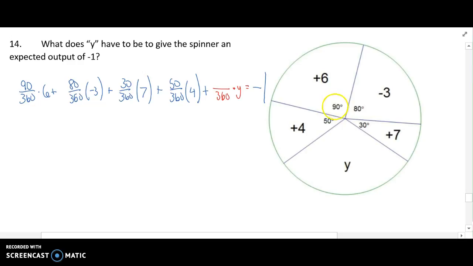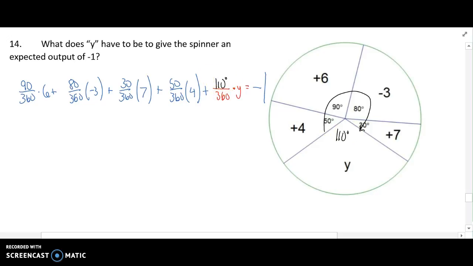So to take that weighting into consideration, I have each one of these regions with the value associated with them multiplied by the central angle over 360 to tell us what fraction of the entire circle we're dealing with. The only one that I don't know is this y. I do know that there are 360 degrees in a circle, and if all of these angles are added up, that's 250, which leaves 110 degrees left for the y.